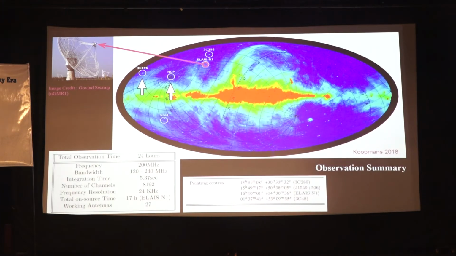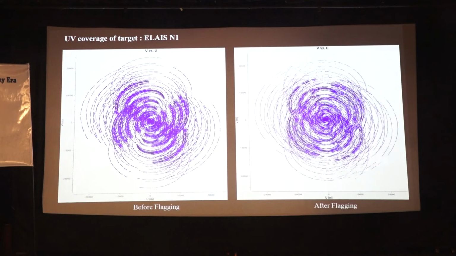So these are the observations in GMRT band 2 at a frequency of 200 megahertz with the usable bandwidth of 70 megahertz, and the total on source time is 17 hours. So these are the UV coverage of target ELAIS N1 field. Here on the left side you can see this is only one day of data I have plotted to show the UV coverage before the flagging, and on the right side this is the complete data which we have received. Almost only 30% of the data remains out of the 100% after the flagging, and you can see that the UV coverage is not as dense after most of the flagging in band 2, because there is a lot of RFI as we go down in the observation to lower frequency.